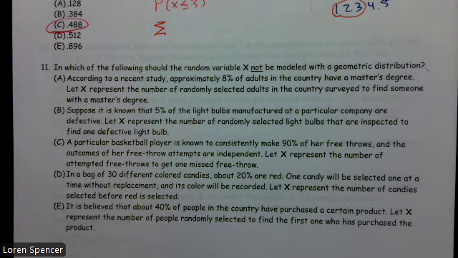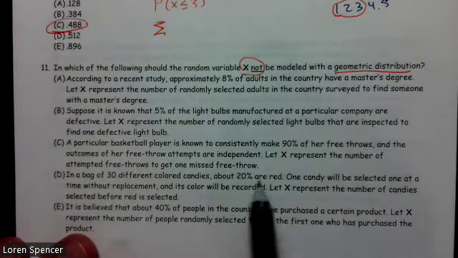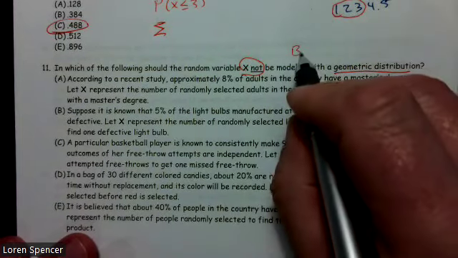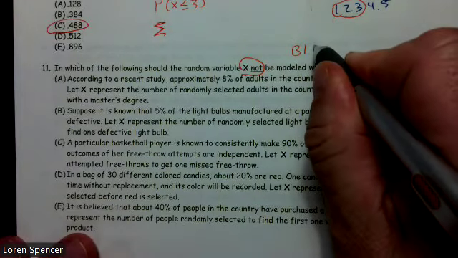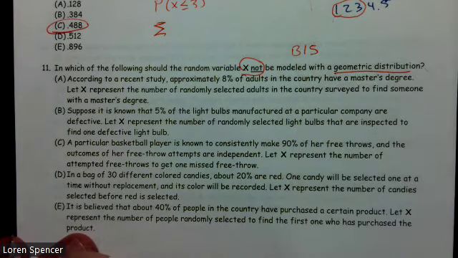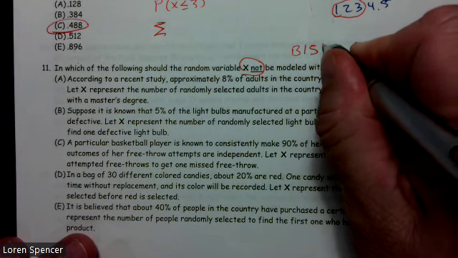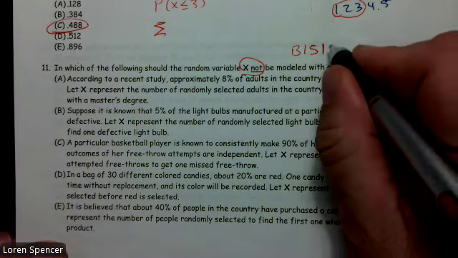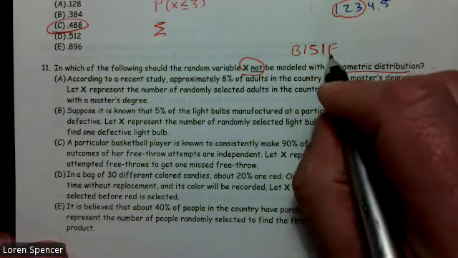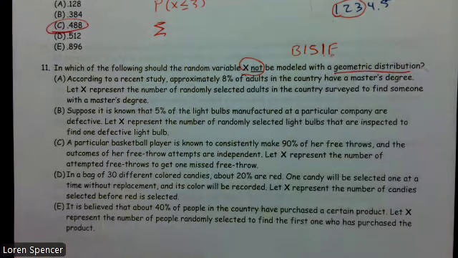So according to, in the following, which should not be modeled with a geometric? So the key word there is not, and we're worried about a geometric. So let's talk about a geometric. We need a binary, yes or no situation. Each event needs to be independent. The probability of success cannot change, so same level of success. And we're looking for it to happen on the first one. That should pretty much take care of us because we start at one and it's going to end on the first.